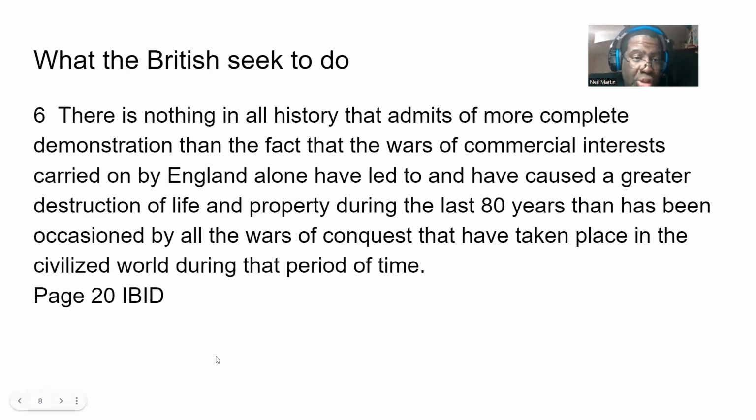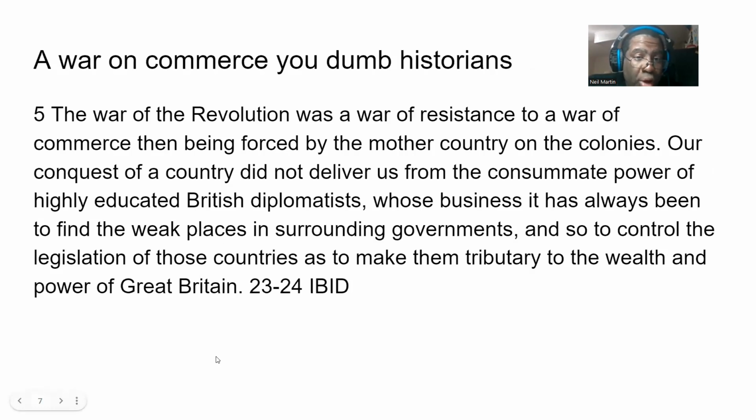The War of Revolution was a war of resistance to a war of commerce, then being forced by the mother country on the colonies. Our conquest of a country did not deliver us from the consummate power of highly educated British diplomatists, whose business it has always been to find the weak places in surrounding governments and so to control the legislation of those countries as to make them tributary to the wealth and power of Great Britain. This is the special relationship. This is what the British Empire calls the special relationship that it has with the United States of America.